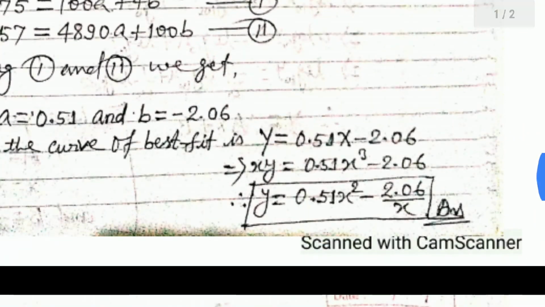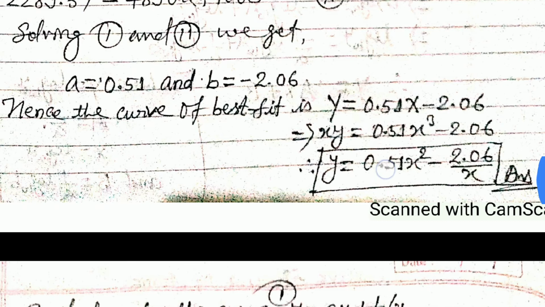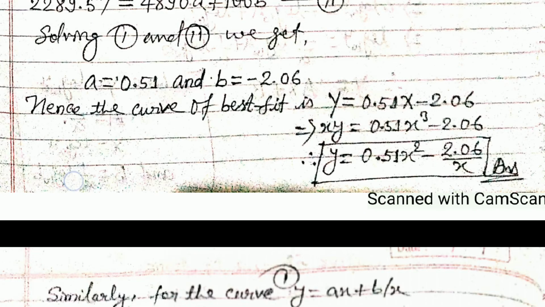So hence the curve of best fit is y is equal to 0.51x minus 2.06, by substituting the values of a and b here. Then we finally substitute the values of capital Y and capital X. What are these? Capital Y is equal to small xy, and capital X is equal to x cube. So these are the values.